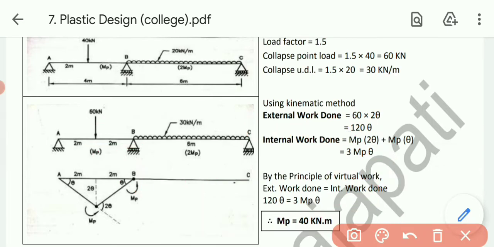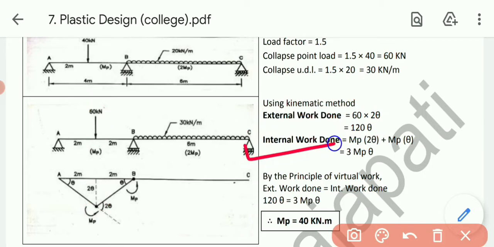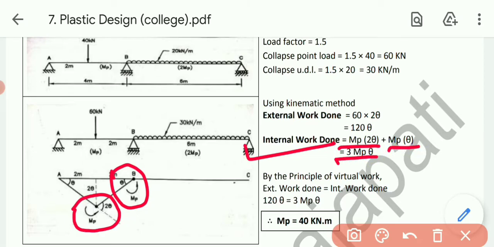So first of all, using the kinematic method, external work done equals this load 60 into this deflection. So 60 into 2 theta, that is 120 theta. That is the external work done. Now talking about the internal work done. First of all this MP will be considered, MP into 2 theta, plus this MP will be considered, that is MP into theta. So ultimately 3 MP theta.